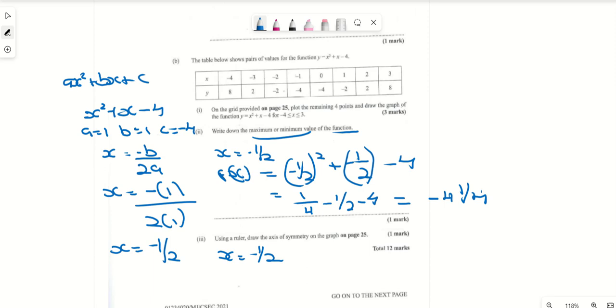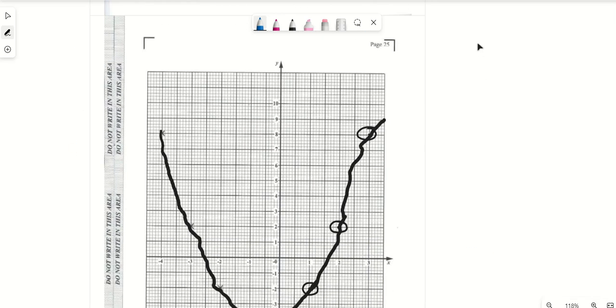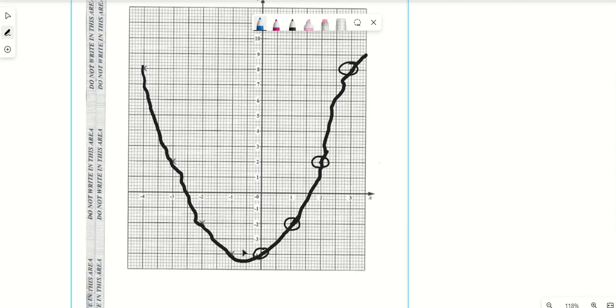Another way you could do it is if you have to use your graph, you look at your graph and look at where your lowest or highest point in the graph is. So that would be right here. The x value for that would be where this point is at. The top of the point would be 4.5, right?